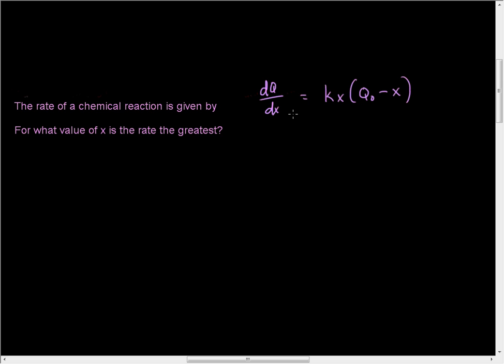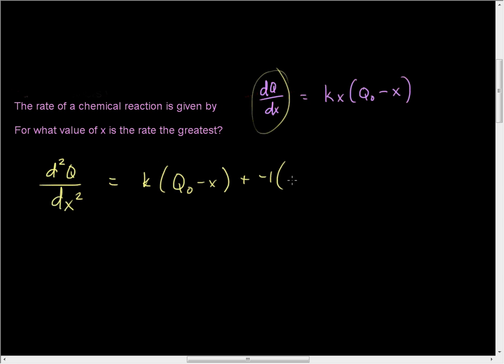Well, now, this is the rate of the reaction. And so if we're looking at when it's going to be the greatest, we've got to look at the derivative of it, which means we need to look at the second derivative. And that is equal to the derivative of the first times the second. And so we have k times (q naught minus x) plus the derivative of the second, which is -1, times the first, which is kx.